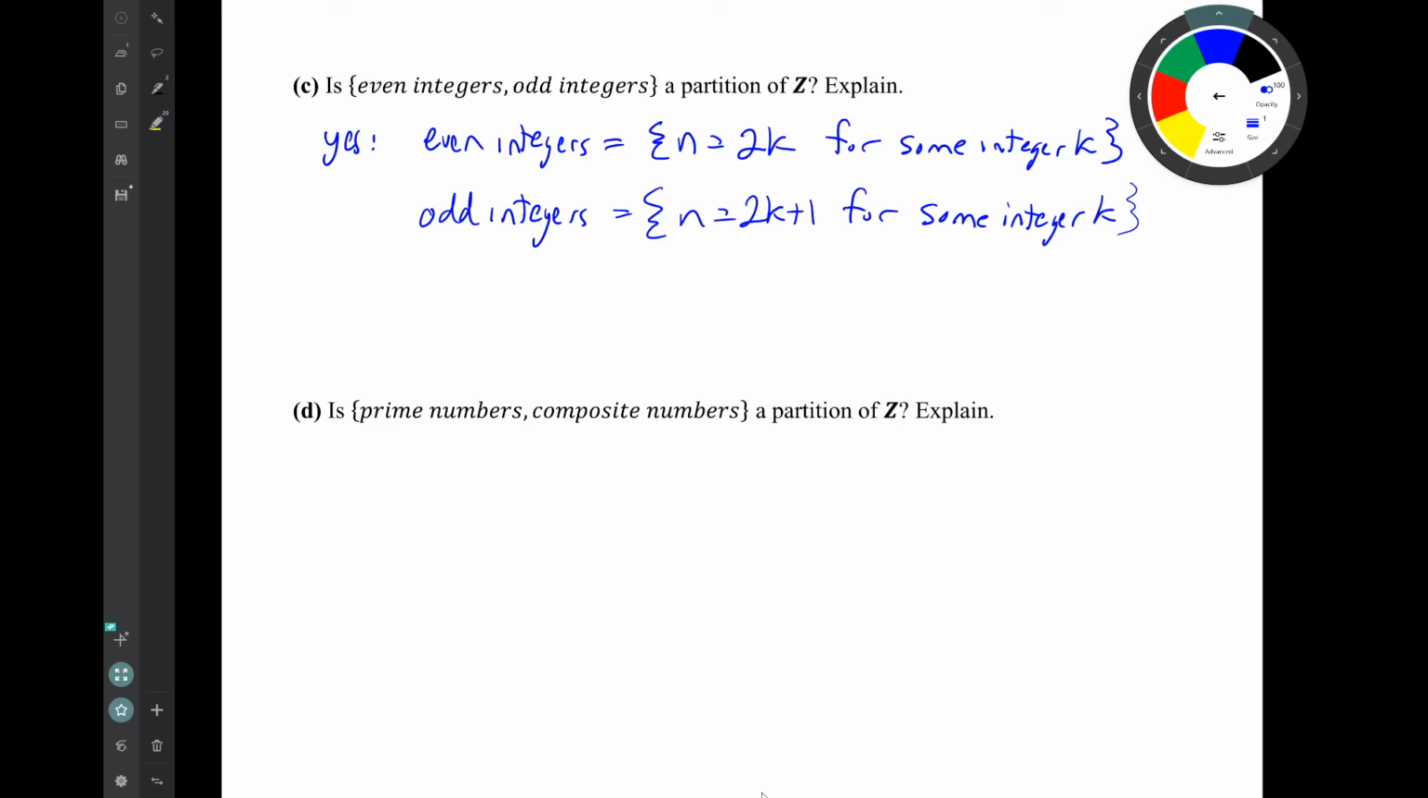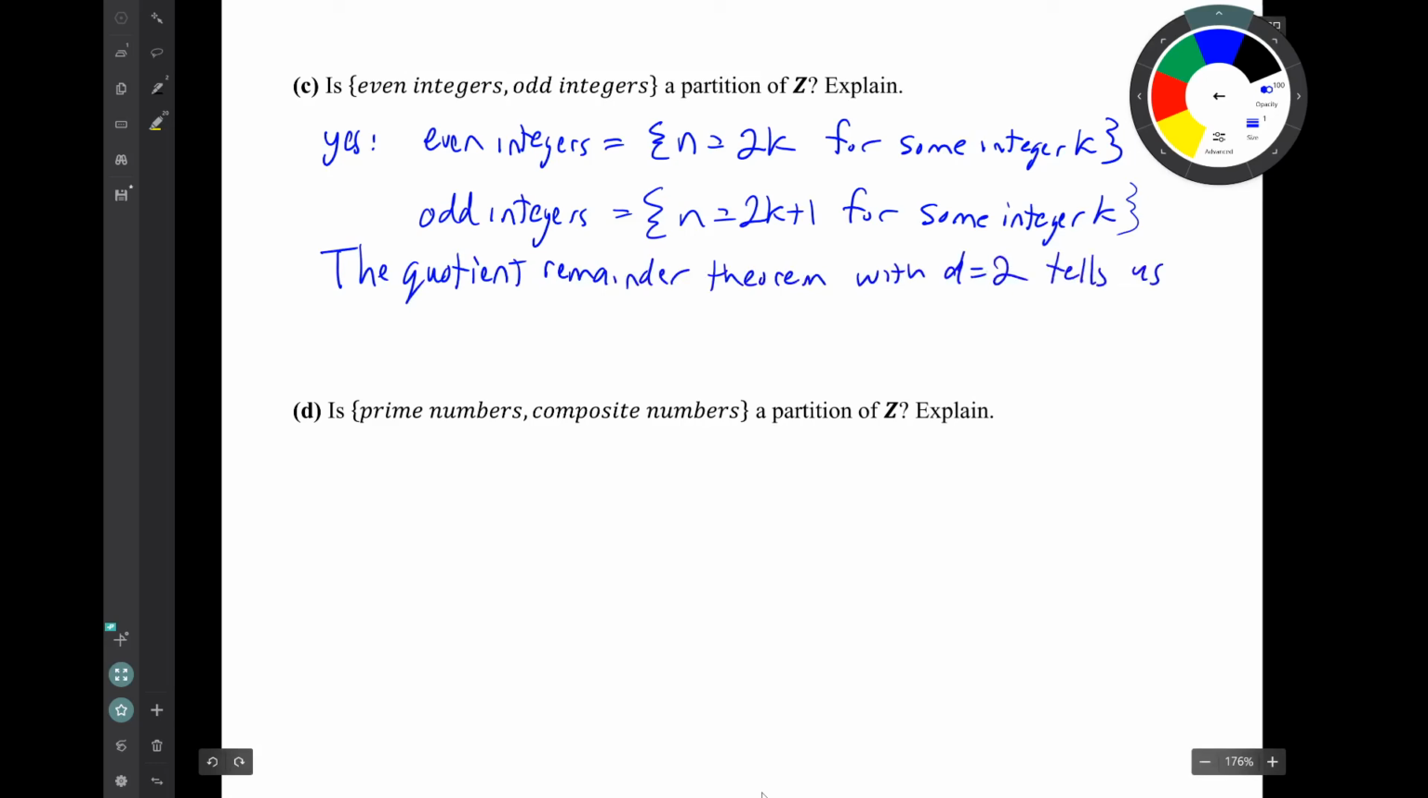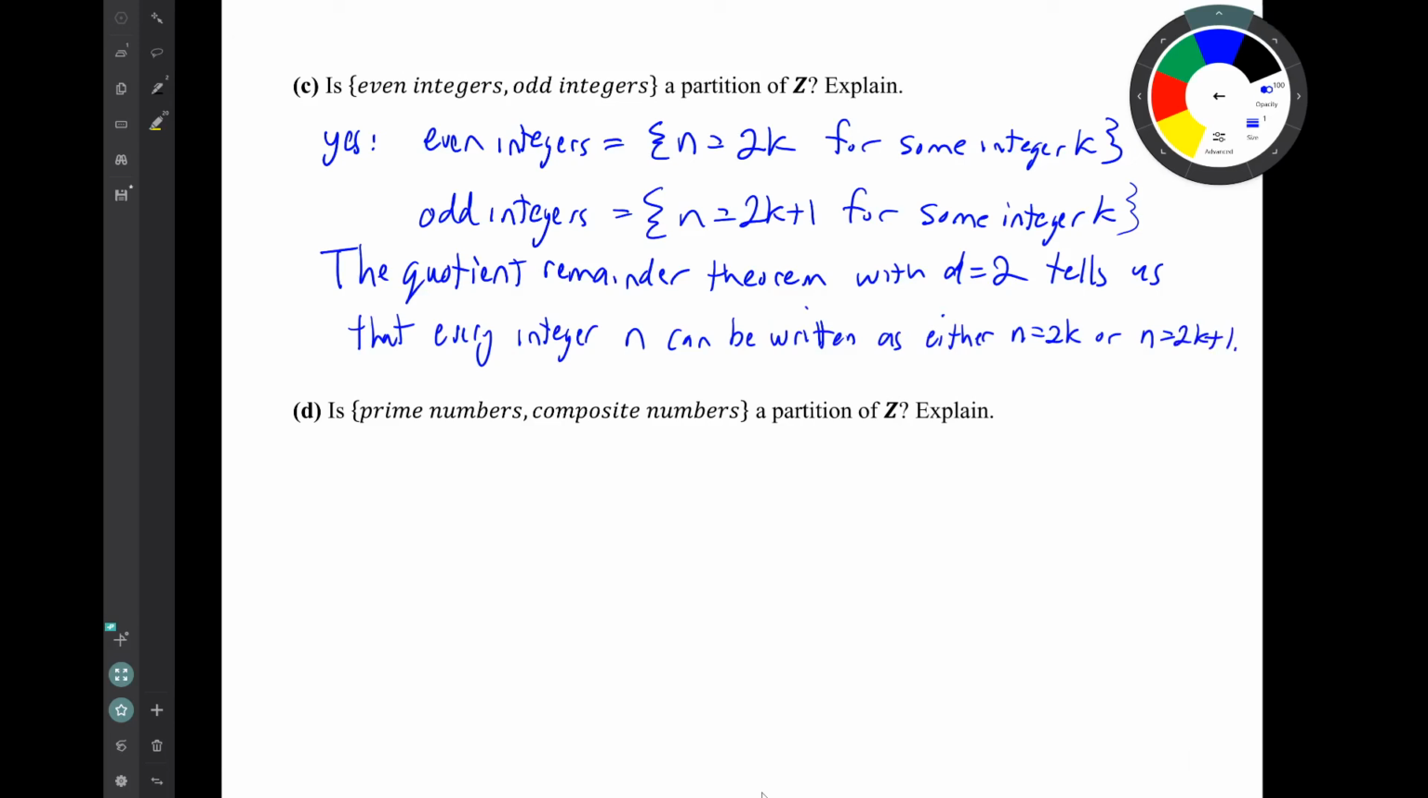Now, how do we know both those things? Well, it's from the quotient remainder theorem. The quotient remainder theorem using d equals 2 tells us that for every integer n, either that's true or that's true, one or the other, but not both. So the quotient remainder theorem tells us that this collection of sets is a partition of the integers.